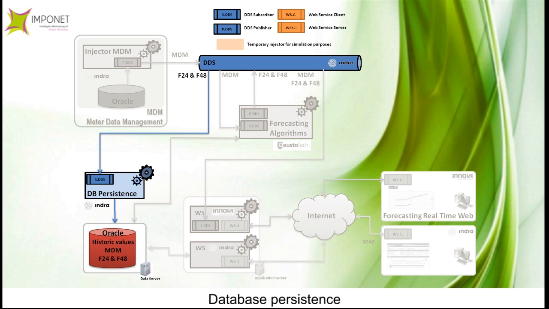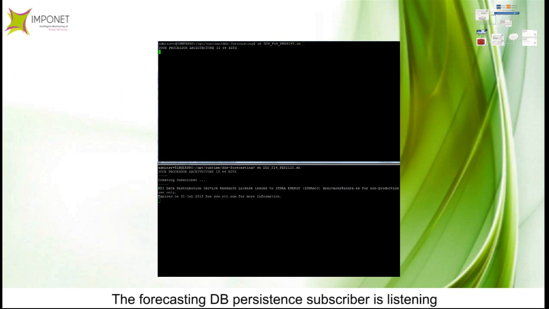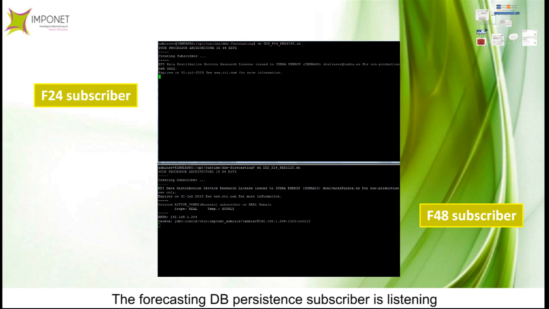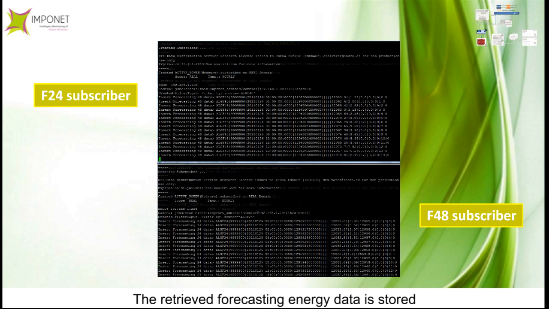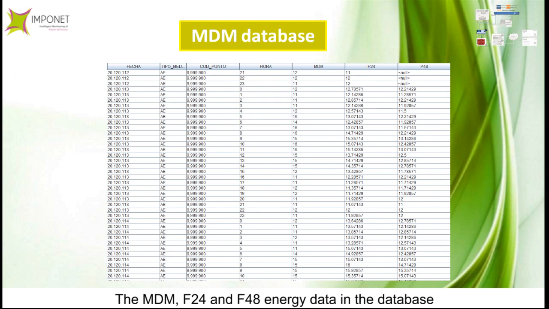The database persistence is responsible for the storage of all the energy data that flows in the DDS bus. This energy data is saved in a historic value database. Initially, only MDM energy data is contained in the historic value database. The database persistence is composed of the F24 and F48 subscribers. These subscribers are constantly listening to the energy data, and as soon as the data is received through the DDS bus, it is stored in the historic value database. Finally, the 24 and 48 forecasting values are stored.